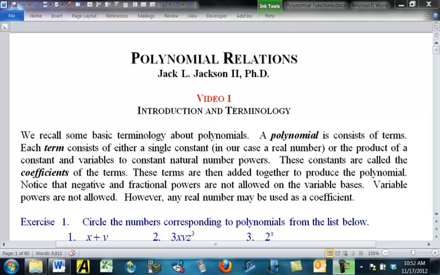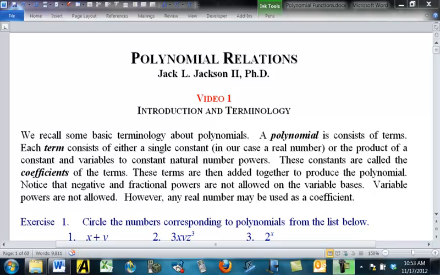We're going to start a series of videos here talking about polynomial relations. They're all going to come from this same set of notes. So if you're following these notes along, you'll see what the basic videos are going to be about. And so we're going to start with some introduction and terminology about polynomials.